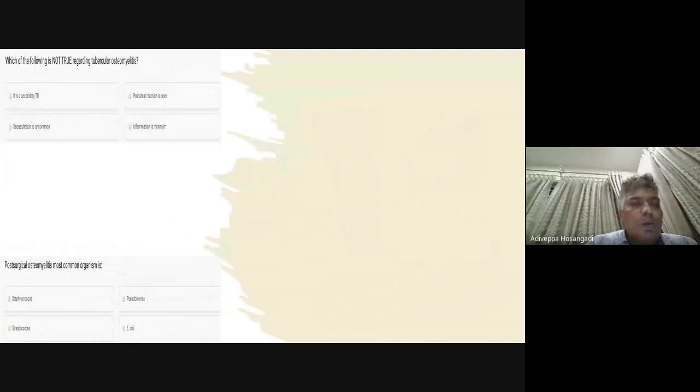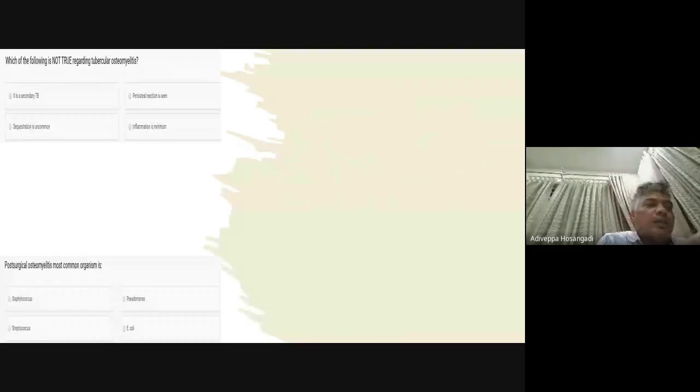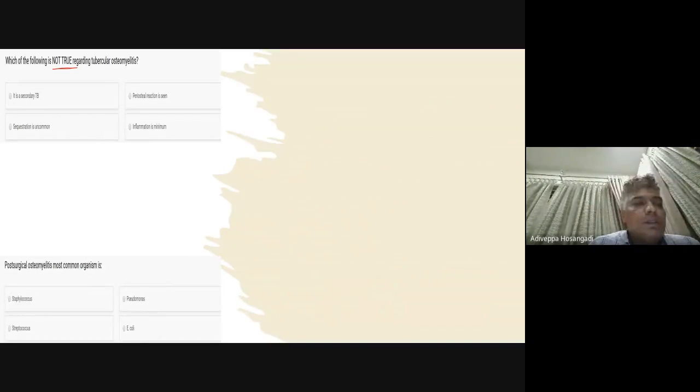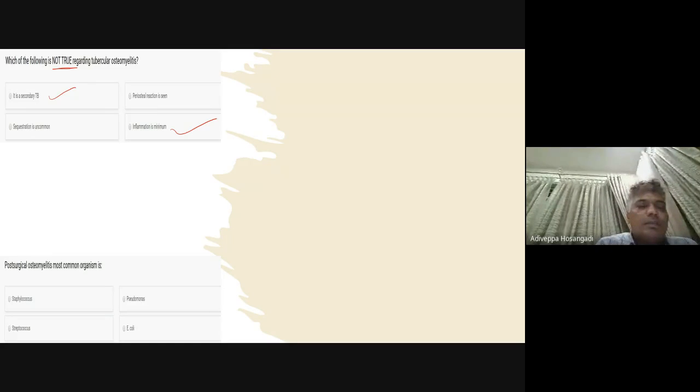Which of the following is not true regarding tubercular osteomyelitis? Secondary to TB, yes. Inflammation is minimum, yes. Sequestrum is uncommon, or periosteal reaction is seen.